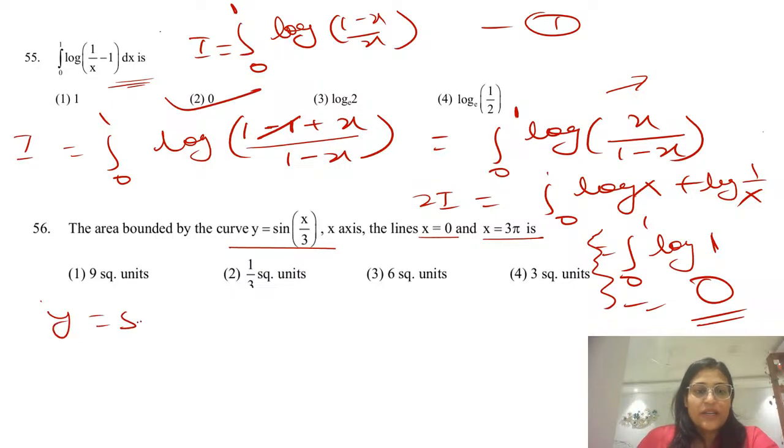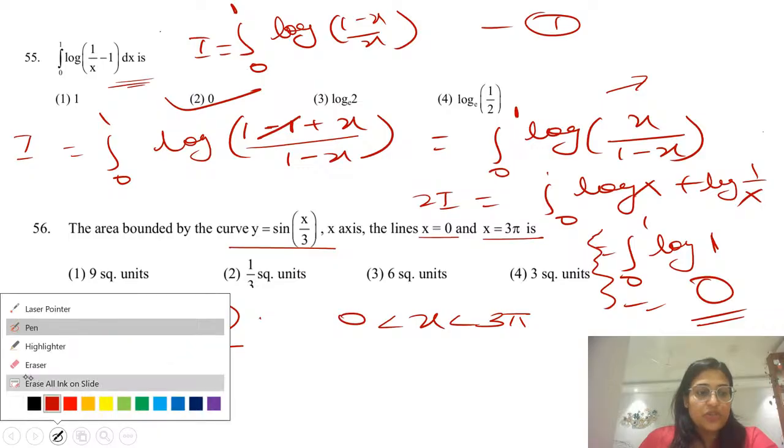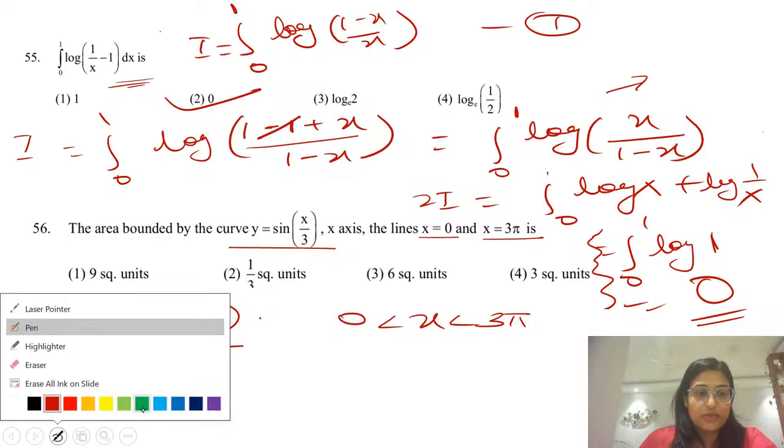Y is equal to sine x by 3, correct? Your x is from 0 to 3 pi. So whenever you get such kind of question, you don't blindly start with finding the area from the entire thing.